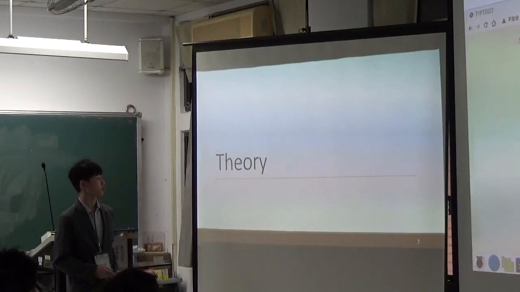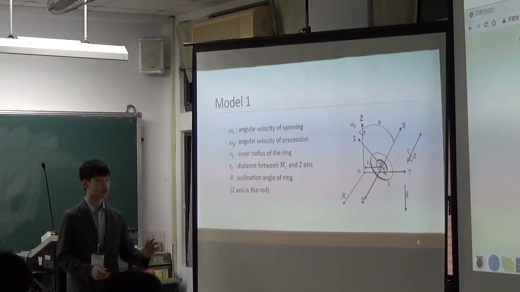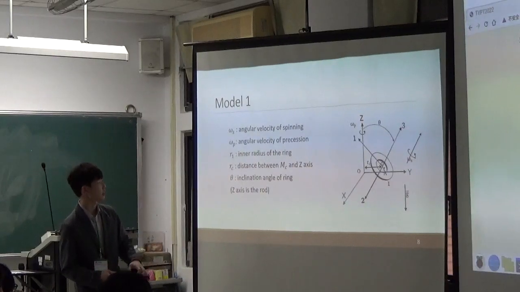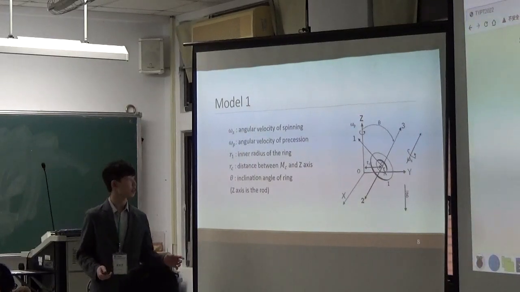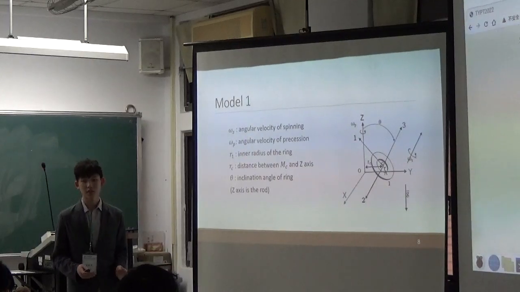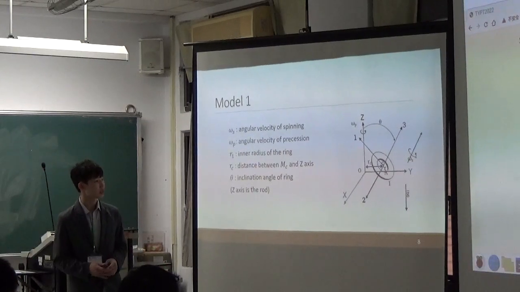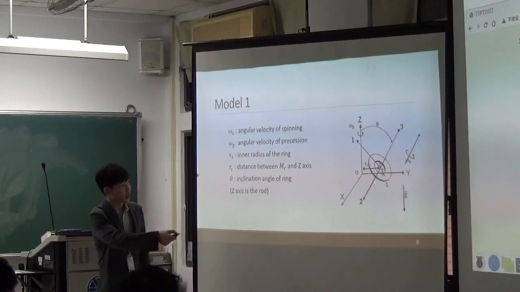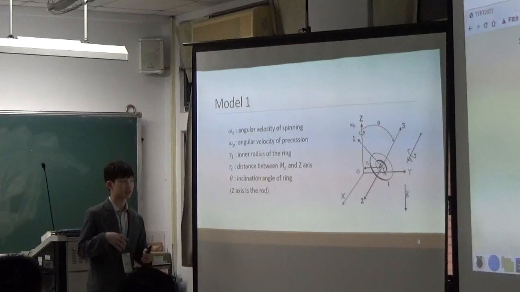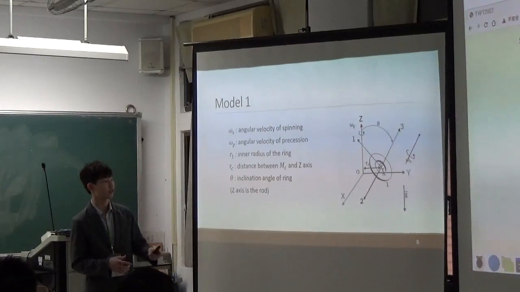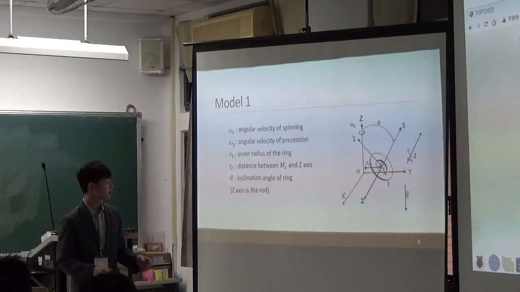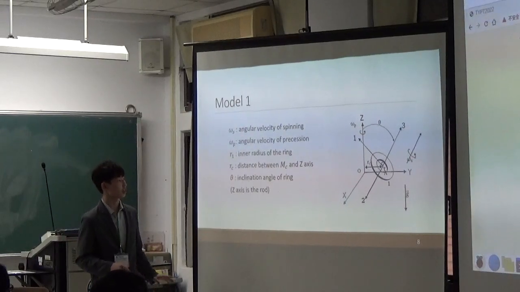So here comes our theory. This is our first model, which has the x, y, z axes. The most important things here are omega s and omega p, the angular velocities of spinning and precession. R1 is the inner radius of the ring, and RC is the distance between the center of mass of the ring and the z-axis, which is the rod. And that is the inclination angle, theta.